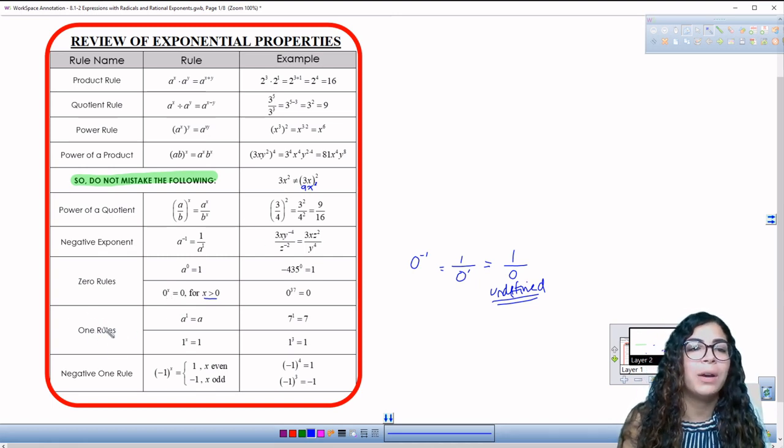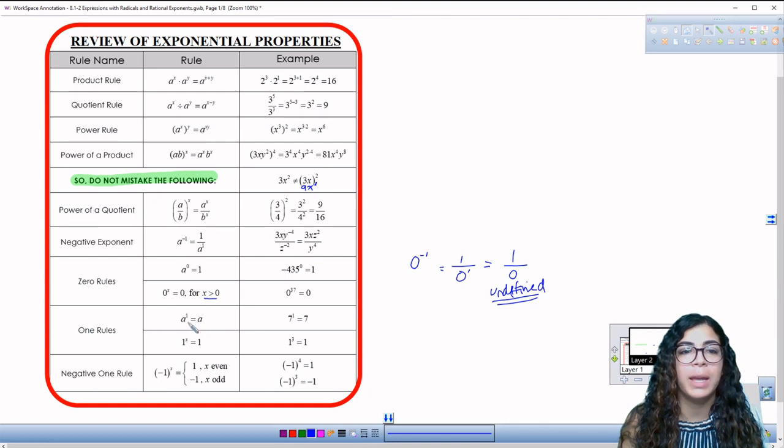Now, what about 1 rules? Well, anything to the power of 1 is itself, right? So a to the power of 1 is just a. And 1 to the power of anything is 1, no matter what it is.